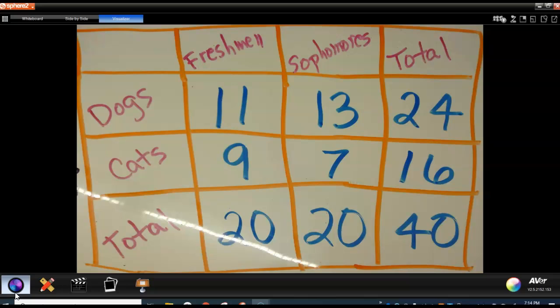Question number 1, how many 10th graders have cats? How many students own dogs? How many freshmen own dogs? What percentage of students own cats?